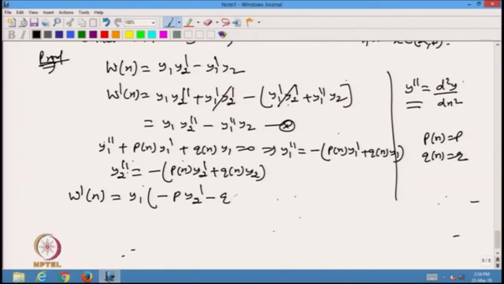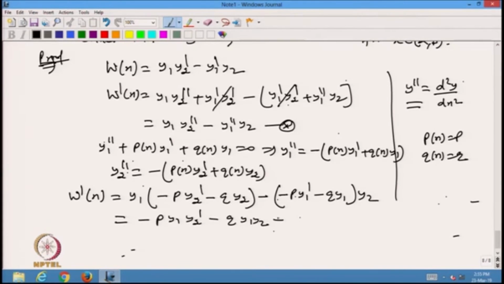So this is minus q y2, so this is minus y1, so this is again it will be minus p y1 dash minus q y1 into y2. So if you see this clearly, from here I will get minus of p y1 y2 dash minus q y1 y2, it will be plus p y1 dash y2, and from here it will be plus q y1 and y2, and this will cancel out and we are left with this one.